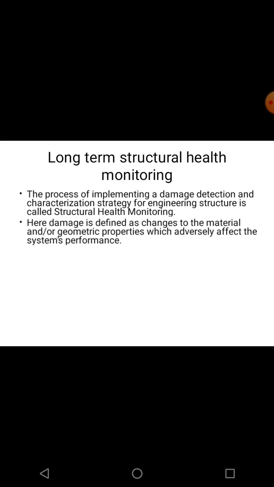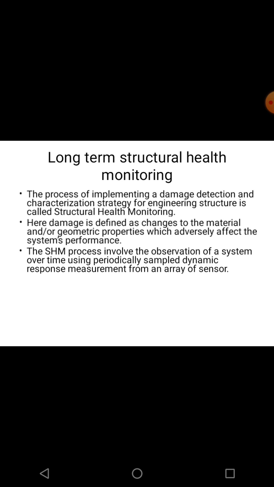Now this SHM process involves the observation of a system. It will observe our system for a long time, and it will give you periodic readings for a long time, and this data is found by using a number of sensors, or an array of sensors. So the SHM process involves the observation of a system over time using periodically sampled dynamic response measurements from an array of sensors. Clear? From various sensors they find the information for a period of time.